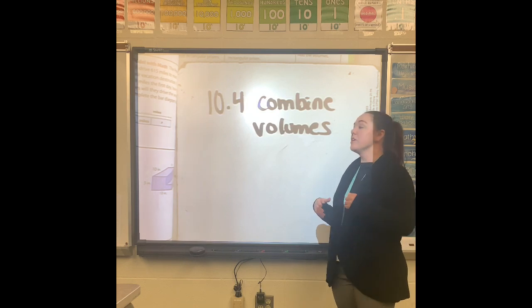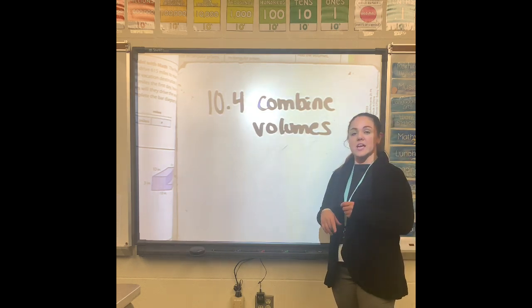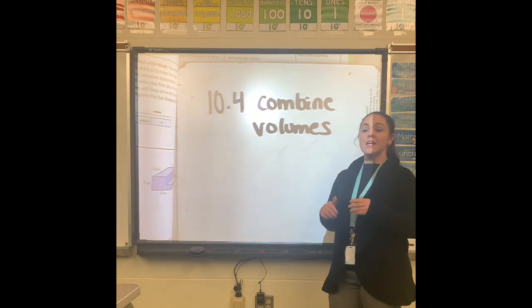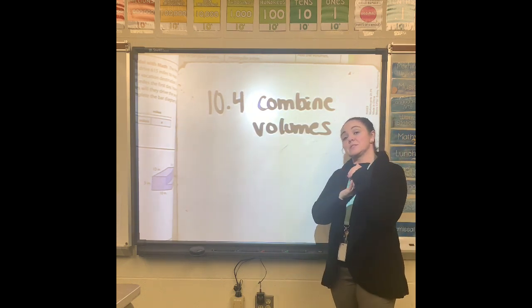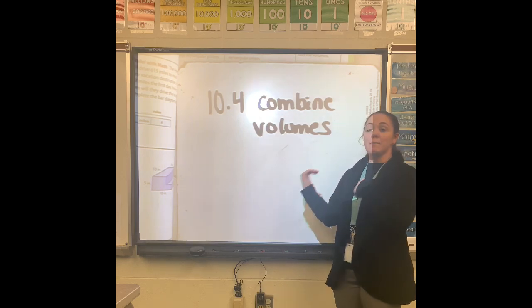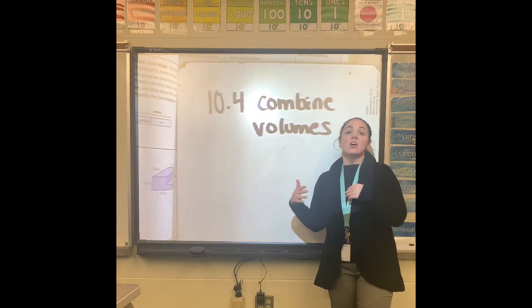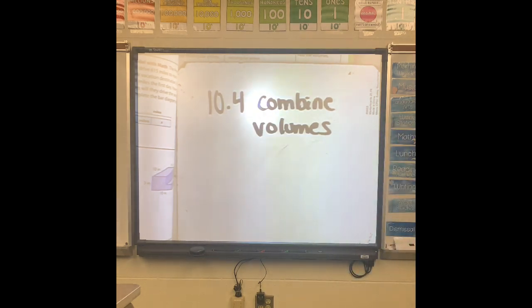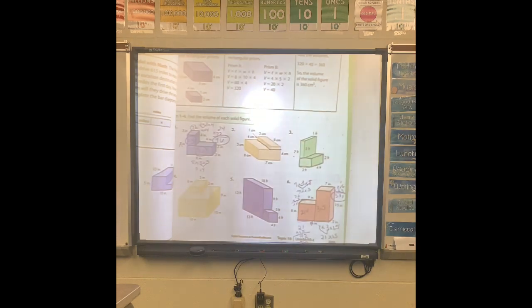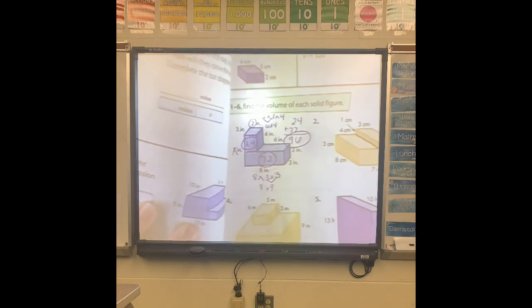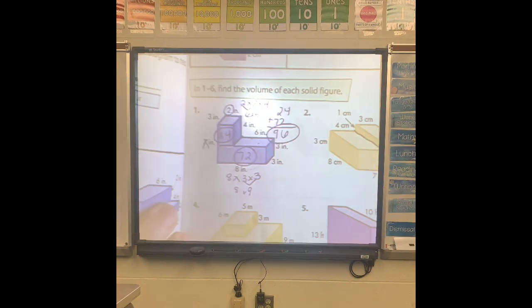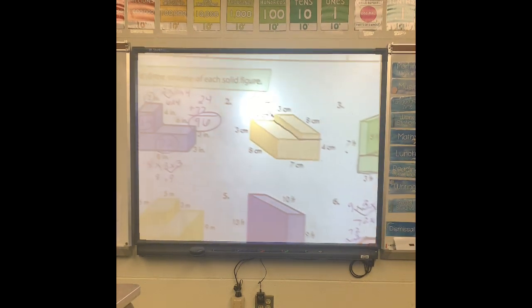This is one of the harder concepts for kids to understand, just because there's lots of numbers that sometimes we don't need. Sometimes they have difficulty knowing how to split the object, which I pre-did with them today. So I'm going to go through what the homework looks like. In class, we did number 1 and number 6 together.